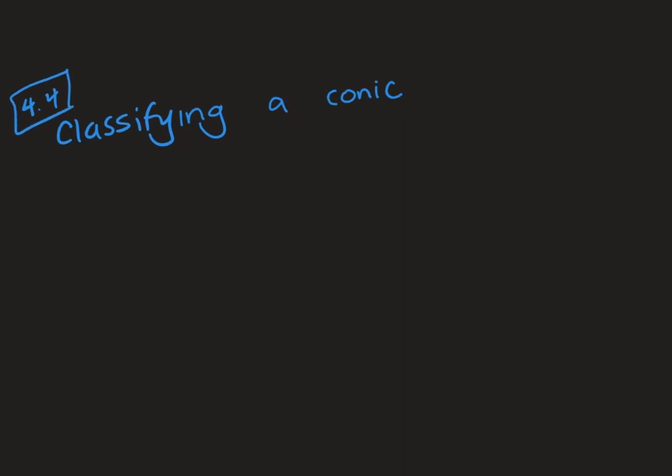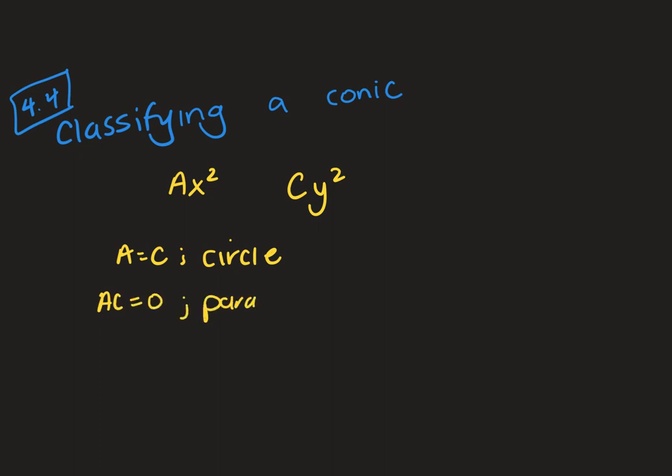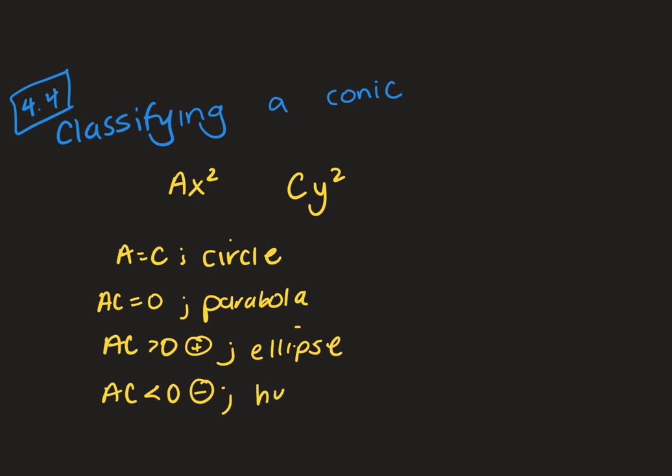So this is where you want to look at the A, which is whatever's in front of the x squared. The C is whatever's in front of the y squared in your equation. If they are the same, so if A equals C, then it's a circle. If one of them is missing, so the product of them is 0, then it's a parabola. If they are not the same, but their product is greater than 0, or positive, then it's an ellipse. And if their product is less than 0, or negative, then it's a hyperbola.